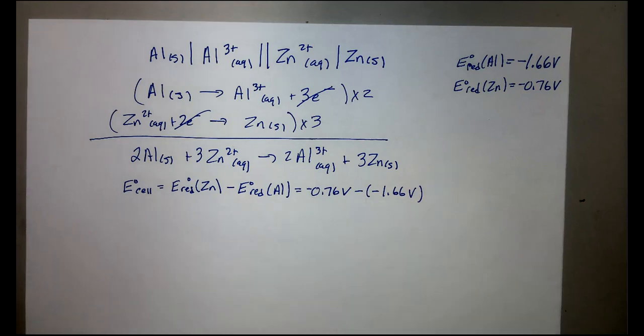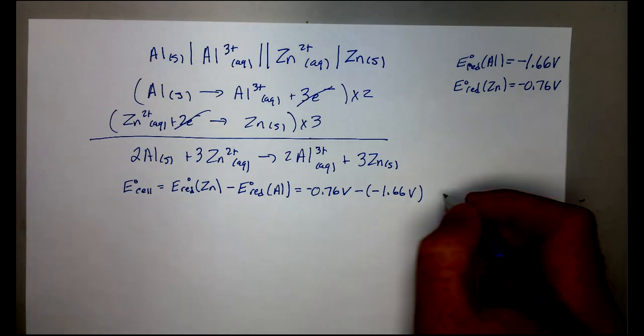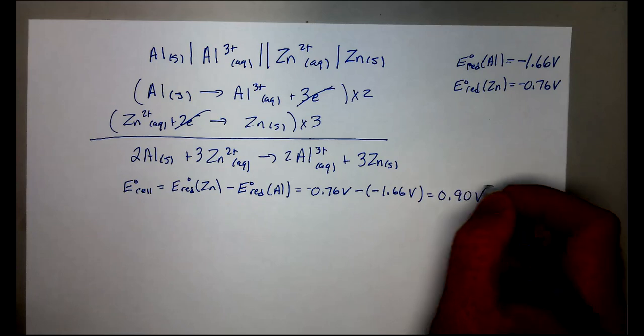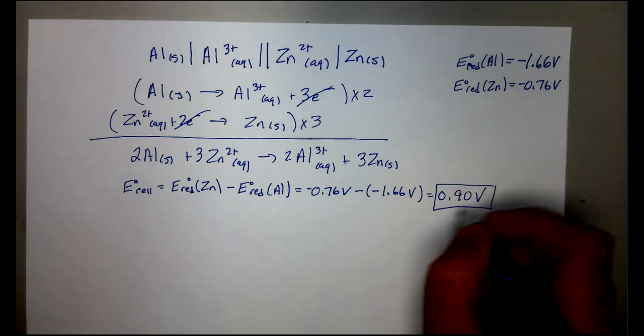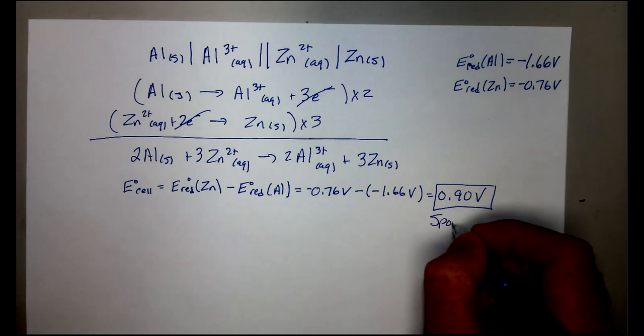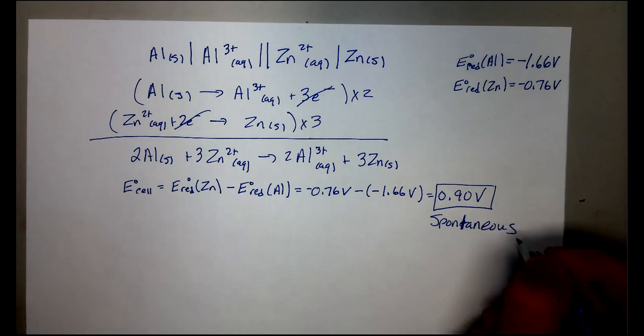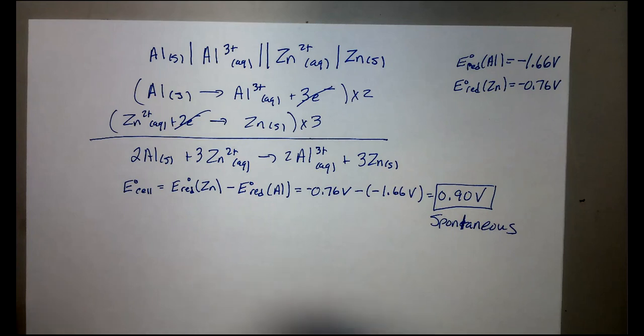So we're going to quickly do the subtraction. And we get 0.90 volts. We're still getting a positive number. So to answer that last question, this is a spontaneous reaction, which means I could form a galvanic or voltaic cell out of it.